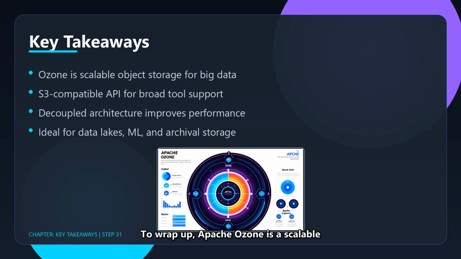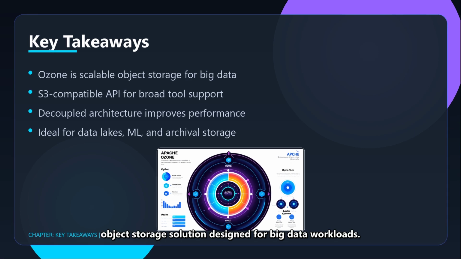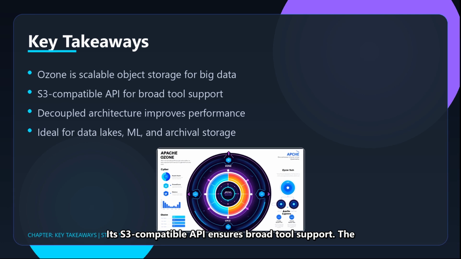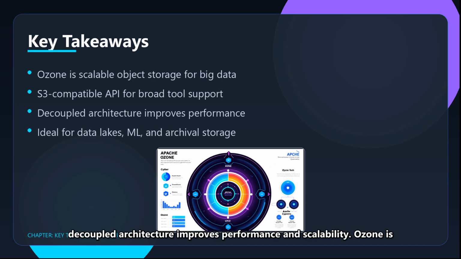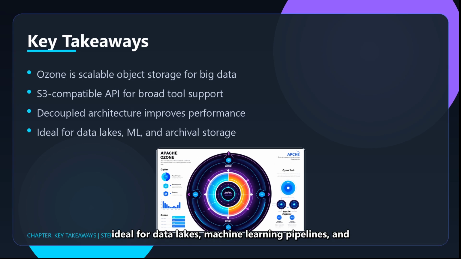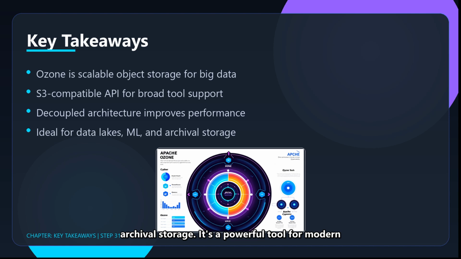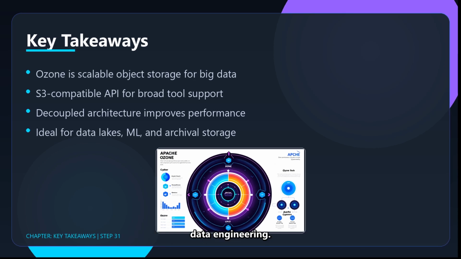To wrap up, Apache Ozone is a scalable object storage solution designed for big data workloads. Its S3-compatible API ensures broad tool support. The decoupled architecture improves performance and scalability. Ozone is ideal for data lakes, machine learning pipelines, and archival storage. It's a powerful tool for modern data engineering.